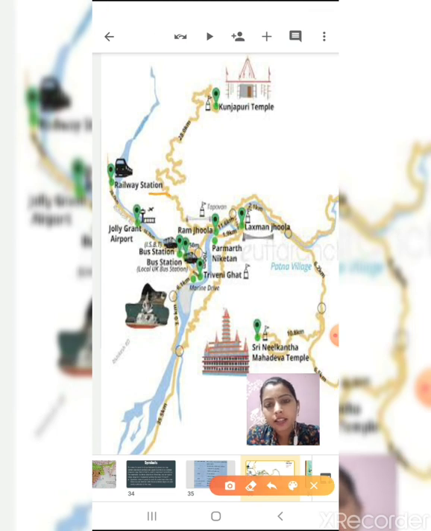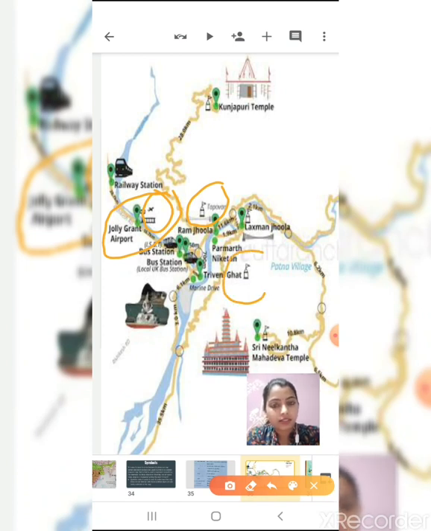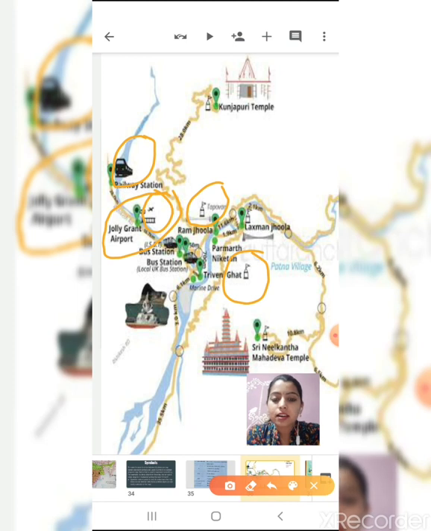See, here there is a Jolly Grant airport. They have shown it with the symbol also and with the name also. Here one aeroplane is flying. So this shows that this particular area has an airport. This temple shows that at this place there is a temple. Okay. Train symbol is there, to show that there is a railway station.